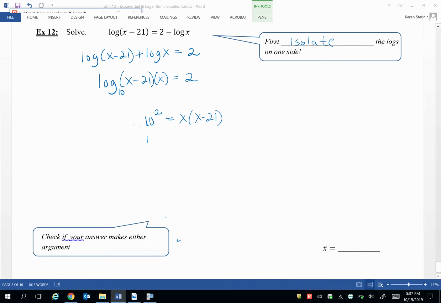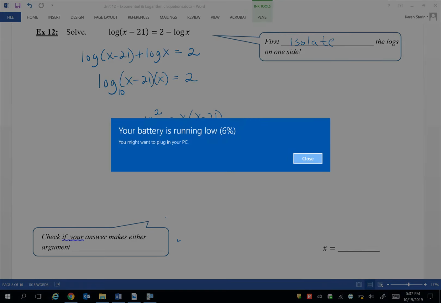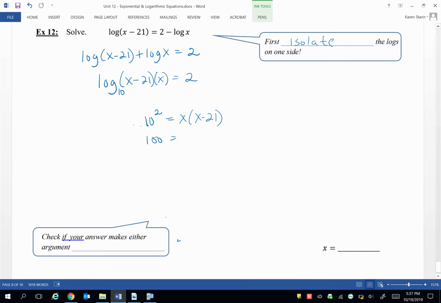Well, what is 10 squared? It's 100. And I'll go ahead and distribute the x squared minus 21x. Now I'd like for this to be an equation where I end my sentence with equals 0. So I'm going to say x squared minus 21x minus 100 equals 0. I'm just going to subtract 100 from both sides and rewrite it sort of in the more natural way from left to right.